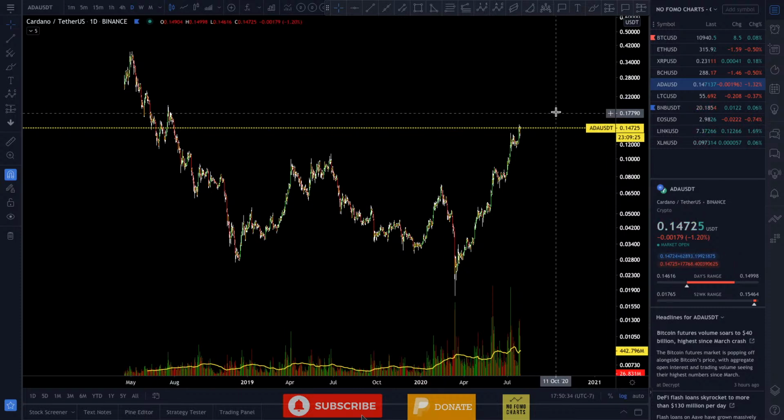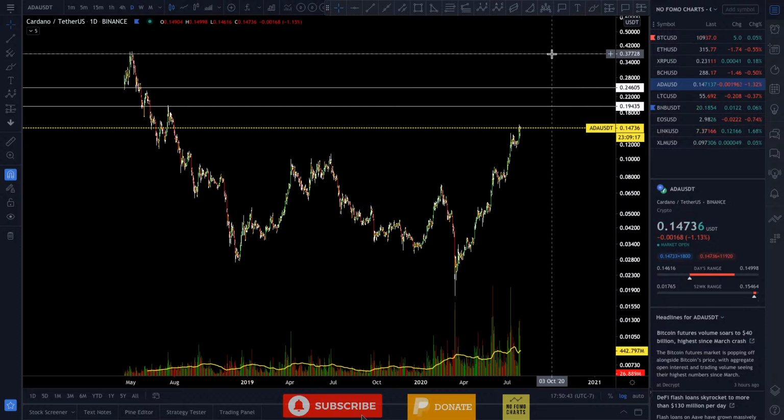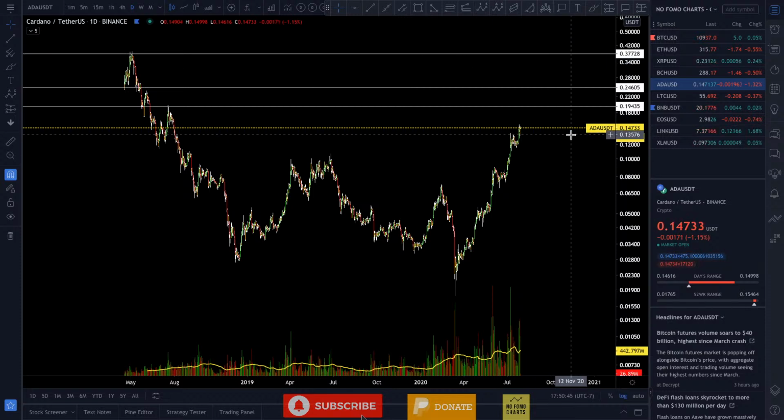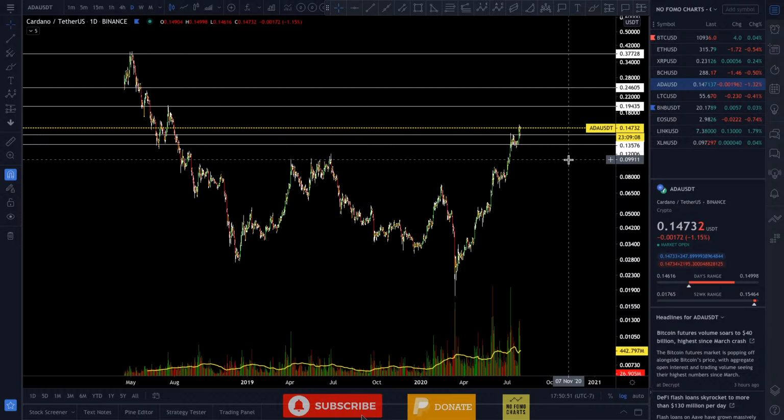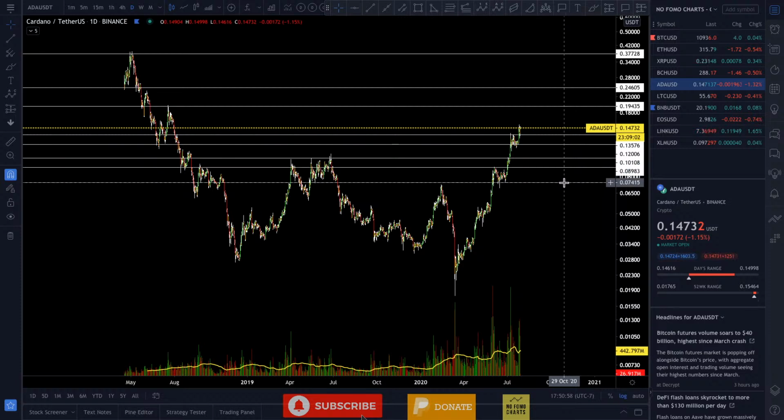Let's use the Binance one for some upper targets, right? 19 cents right here, 24 cents, 37 cents. Resistances. Next, support. I have to round down 13 cents, like 12 cents, 10 cents. Oh, there's one right here, 9 cents, 7 cents.